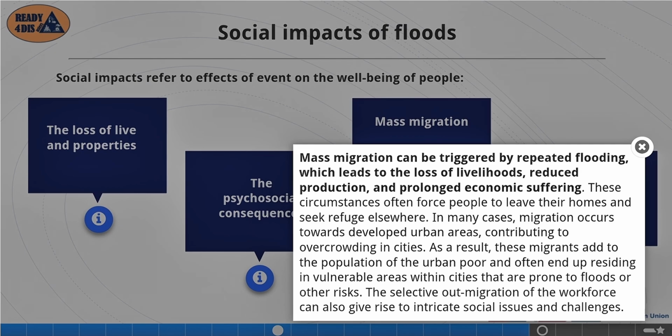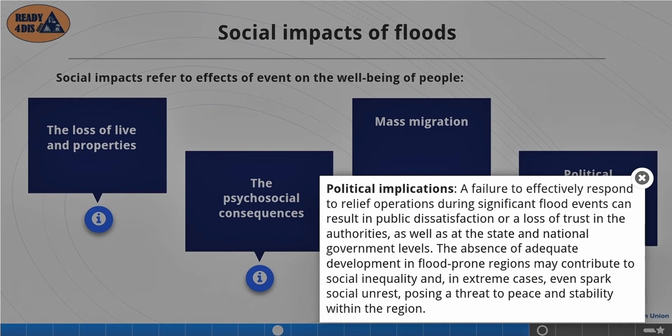Mass migration. Floods force people to leave their homes, leading to urban overcrowding and social tension. Political implications. Poor disaster response can lead to public dissatisfaction, mistrust in authorities, and even regional instability.